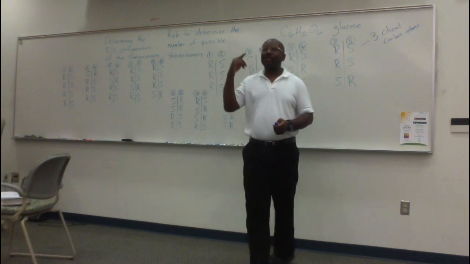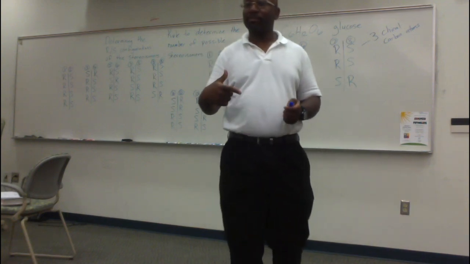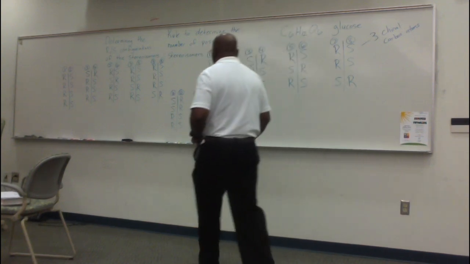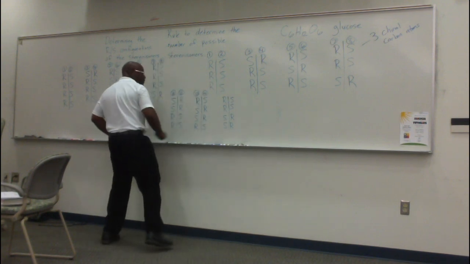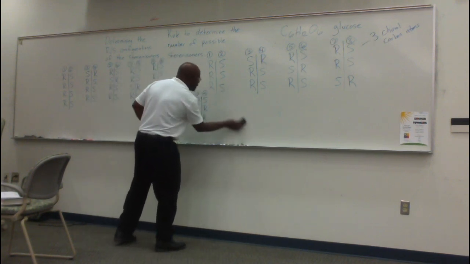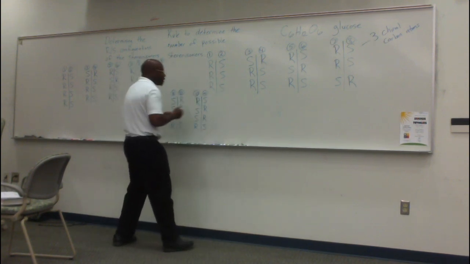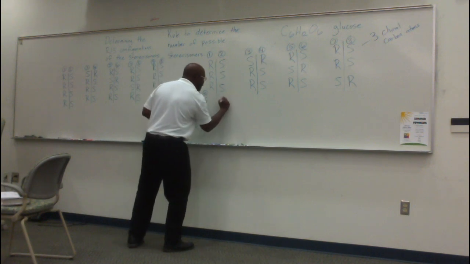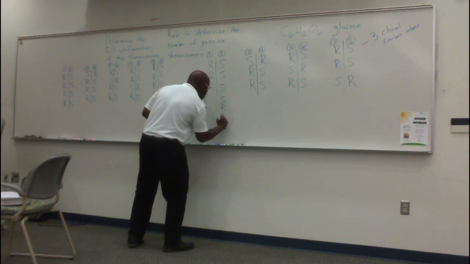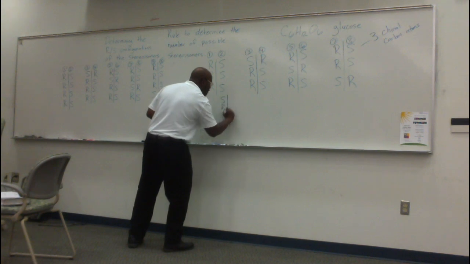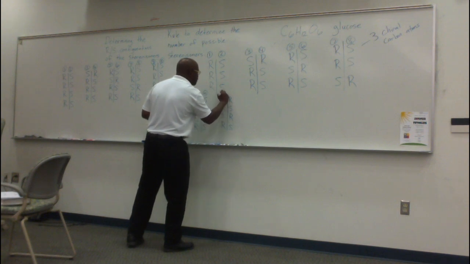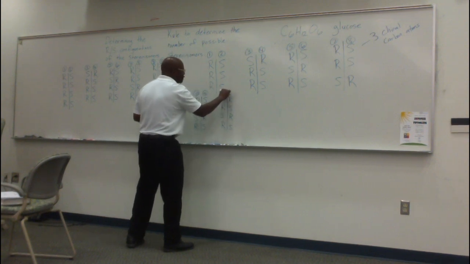You had to change the first and the third. To get this one, change the first and the third. Change the first one to S, R, S, R. Mirror will be R, S, R, S. And that will be 15 and 16.